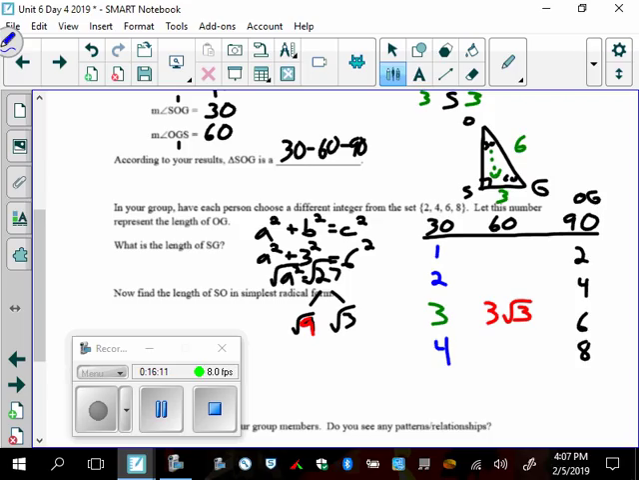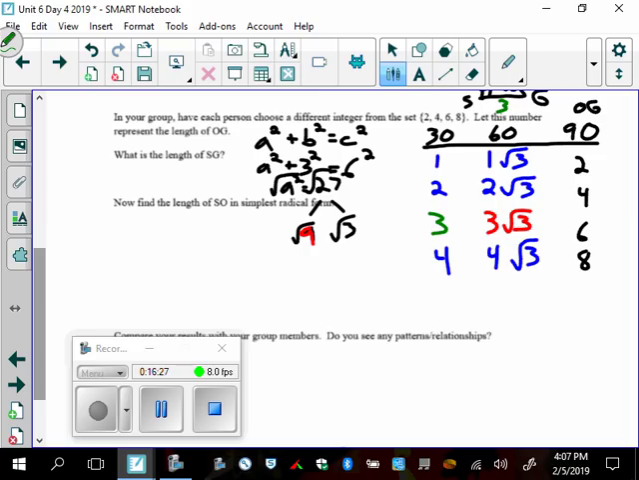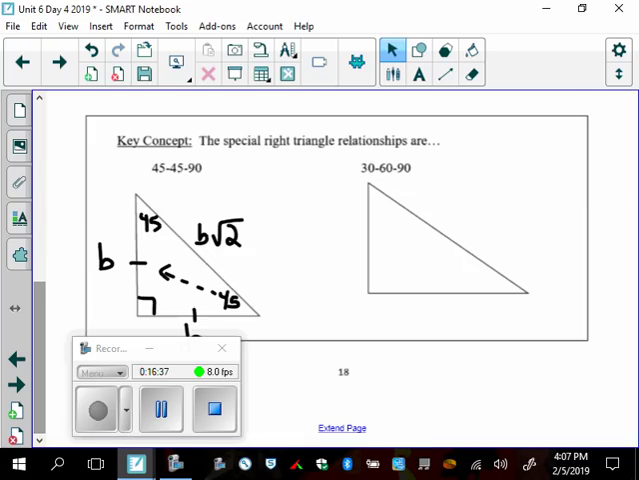Okay, and then if you did any of these, you would have gotten 1 radical 3, 2 radical 3, and 4 radical 3. Okay, so if you knew that it was 30, 60, 90, and they told you this was 10, this would be 10 radical 3, and this would end up being 20. Okay, so there's the pattern. Going back to page 18 in the bottom.